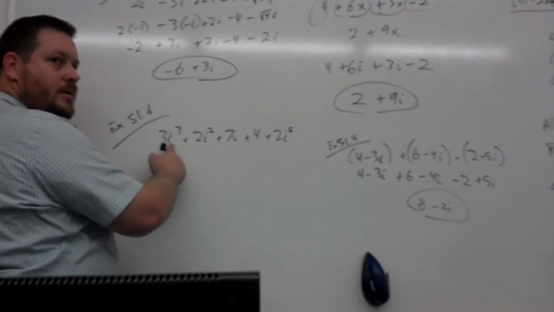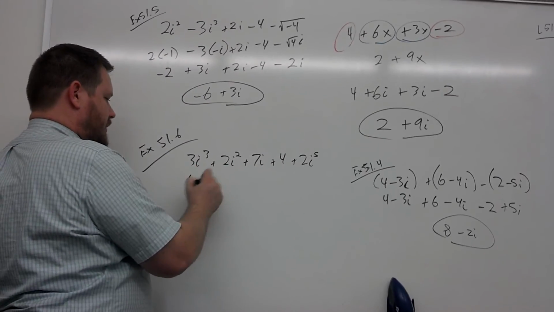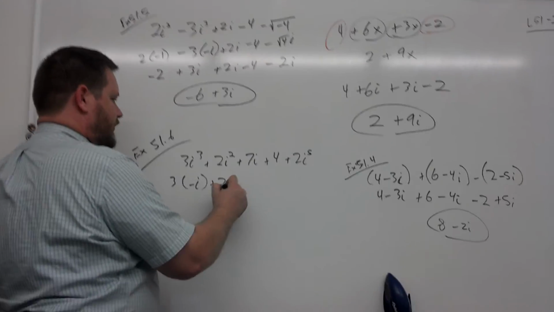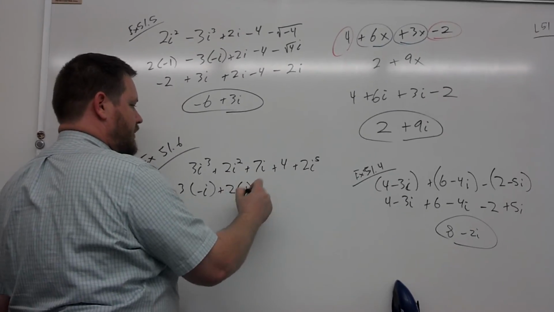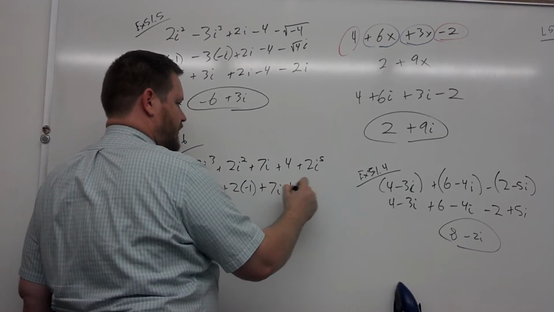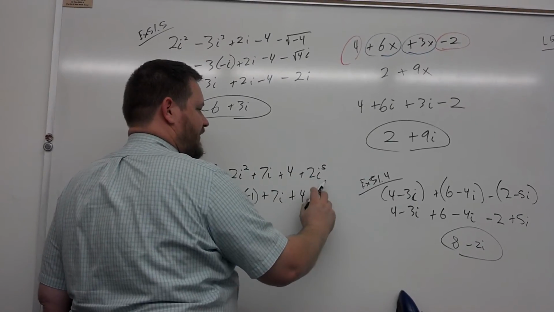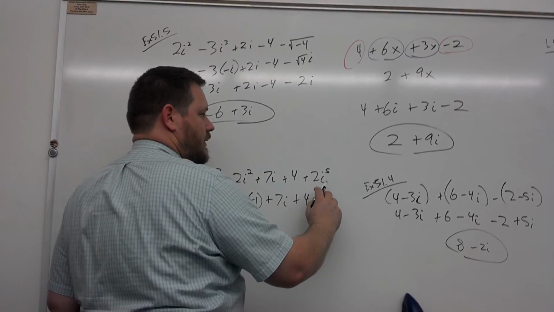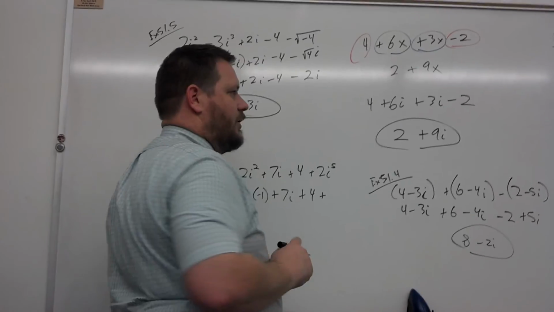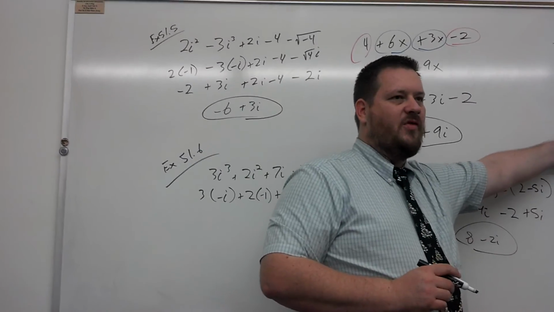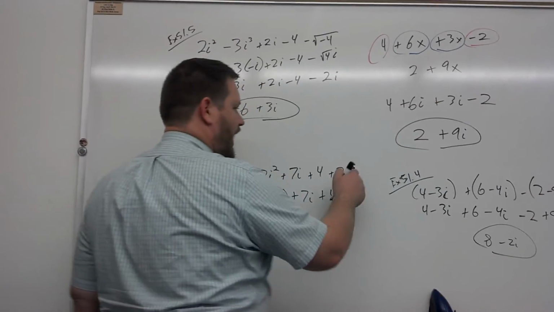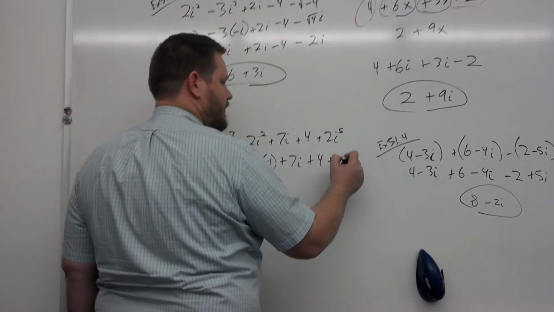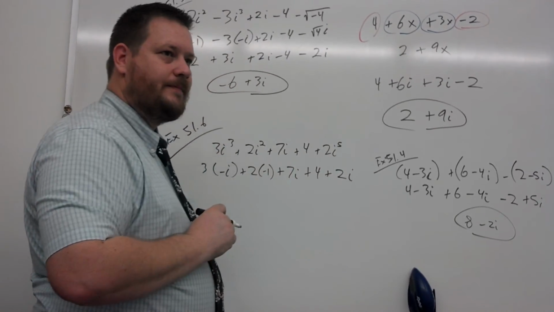What's i cubed? Negative i times the 3, plus 2. What's i squared? Negative 1, plus 7i. Nothing to do there. That's just 4. i to the 5th. Remember, every 4 i's that we multiply is just 1. So i to the 5th is the same as i to the 1st.